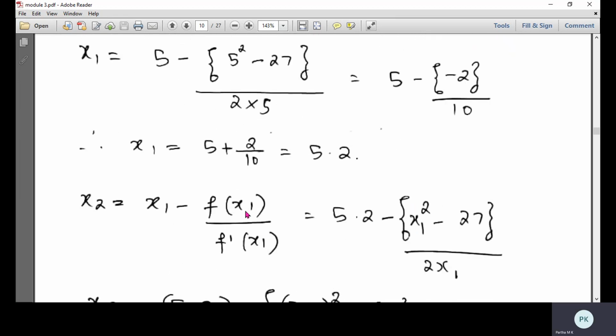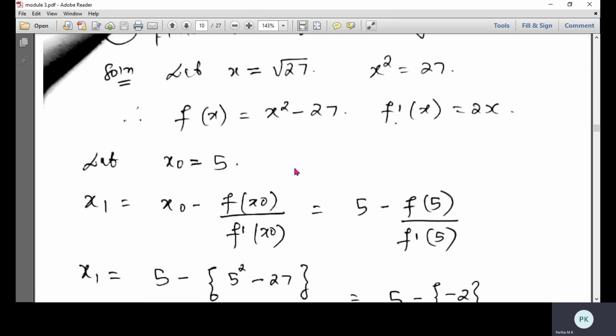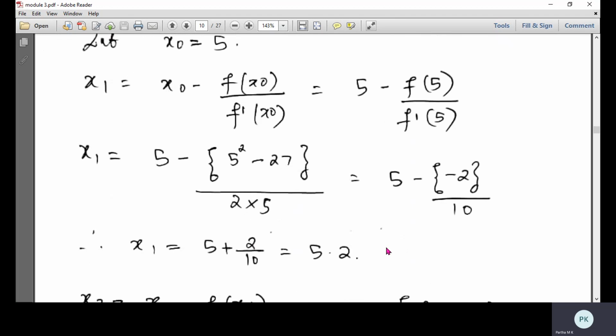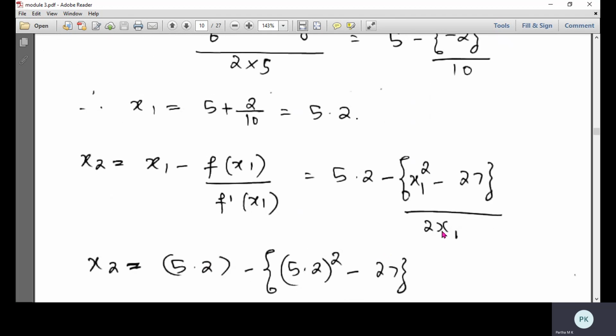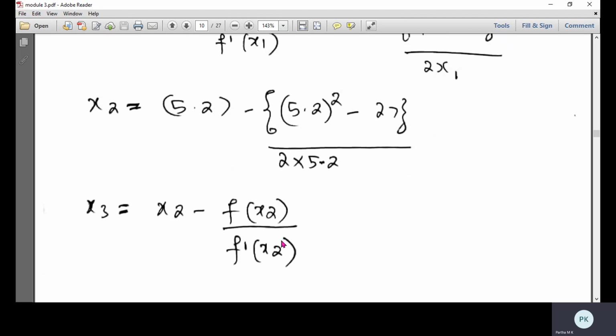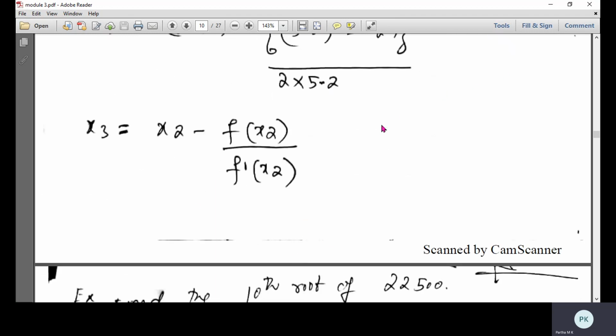F of x1 means put x is equal to x1: x1 squared minus 27. F dash of x1 means 2 into x1. Substitute the value of x1, 5.2. x1 is 5.2, so 2 into 5.2. See, you are getting that. Similarly, calculate x3, x4. That's all.